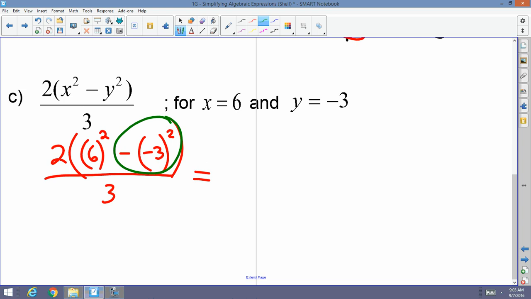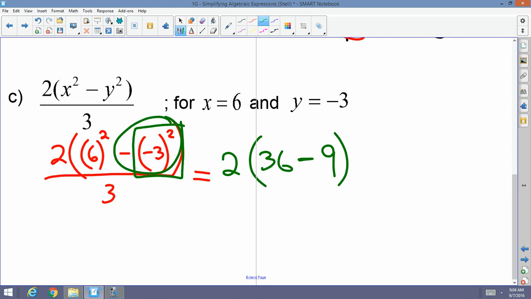All right, so I've got 2 times parentheses. 6 squared is 36, minus -3 in parentheses squared is a -3 times a -3, which is a +9. Why did it stay minus? Because of this guy right here. This minus the quantity of -3 squared. So all of this over 3.